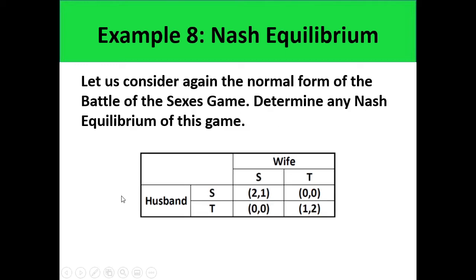Let's try another example. This time, let's analyze the Battle of Sexes game. Recall that in the Battle of Sexes game, there is no max-min solution. This time, let's analyze the game using Nash equilibrium. Now, suppose that the wife has made the decision of watching sports. Then, as the row player, husband, we get either 2 or 0. The better response here is to watch sports program. So let's underline this number 2.